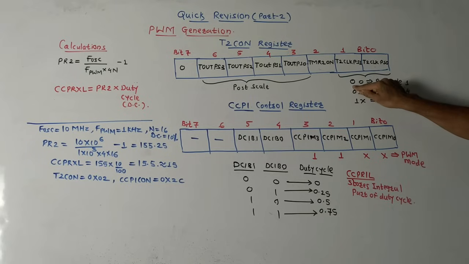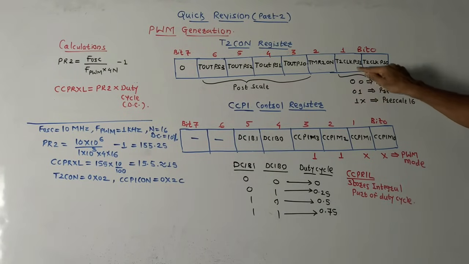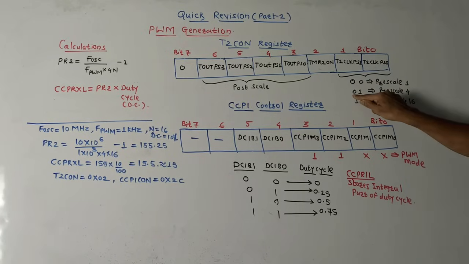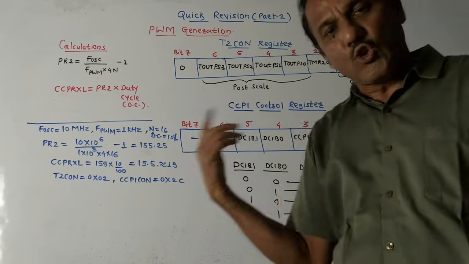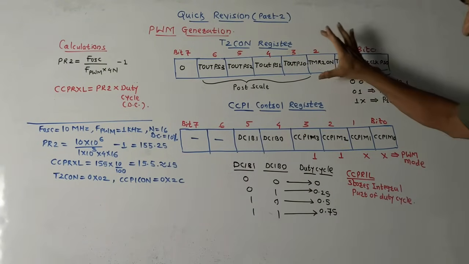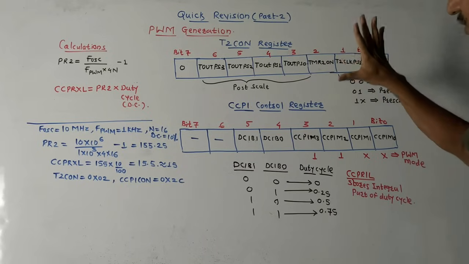So the values, you need to remember these simple values. If bit number 1 and bit number 0 are 0, 0, prescale is 1. If it is 0, 1, prescale is 4. If it is 1x, where x means don't care condition, it can be 1, 0 or 1, 1, then prescale is 16. This is about the Timer 2 control register.